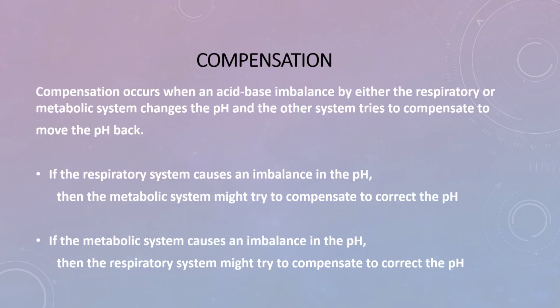Our practice so far has indicated that no compensation has occurred. Compensation occurs when an acid-base imbalance by either the respiratory or metabolic system changes the pH and the other system tries to compensate to move the pH back to normal. If the respiratory system causes an imbalance in the pH, then the metabolic system might try to compensate to correct the pH. If the metabolic system causes an imbalance in the pH, then the respiratory system might try to compensate to correct the pH.